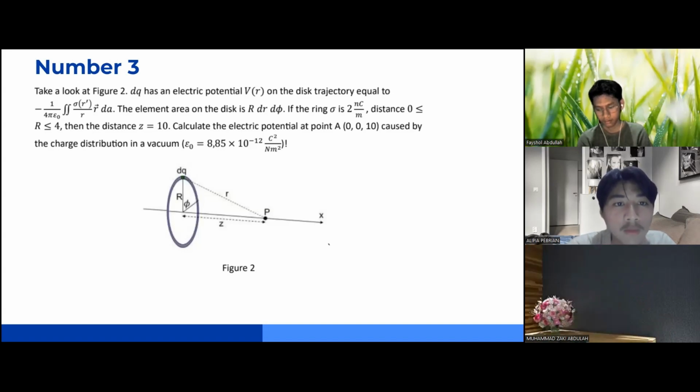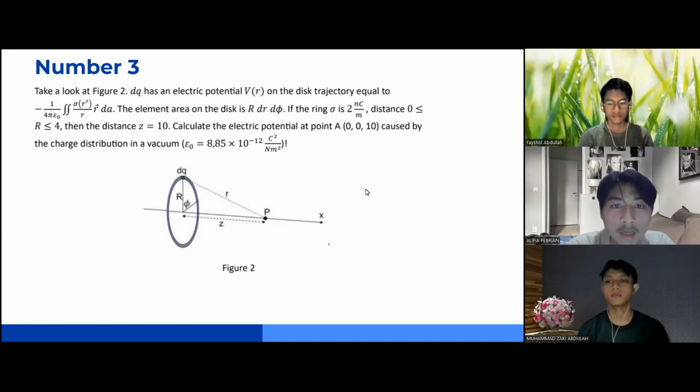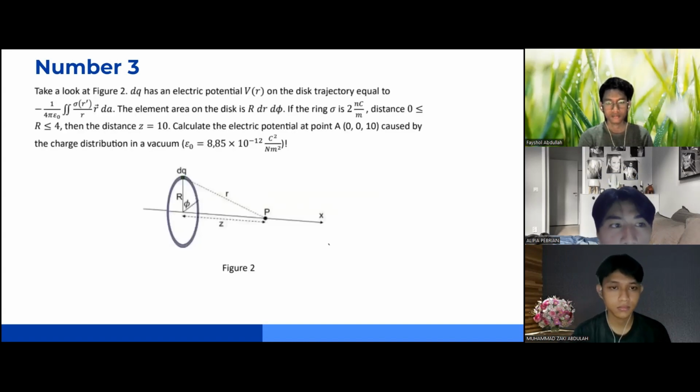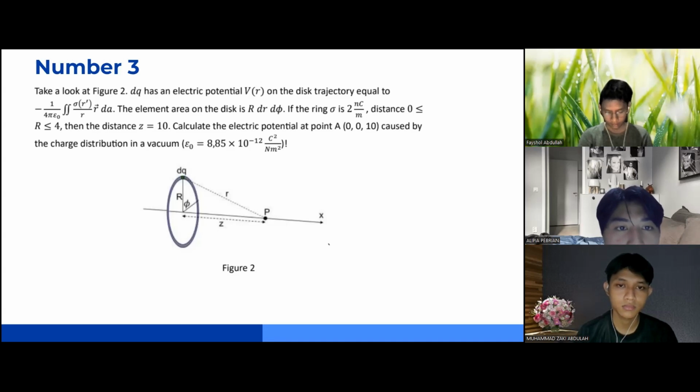Calculate the electric potential at point A, which is (0, 0, 10), caused by the charge distribution in a vacuum, where ε0 equals 8.85 times 10 to the power of -12 C² over N·m². Okay, next slide.